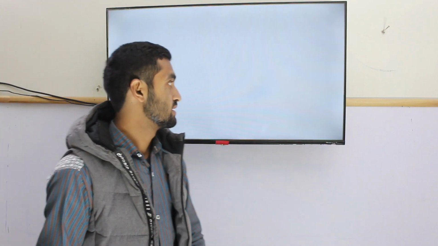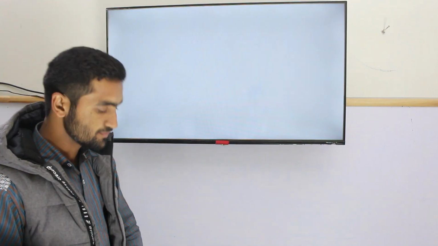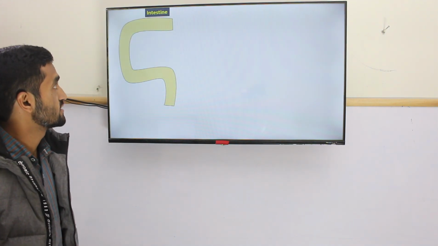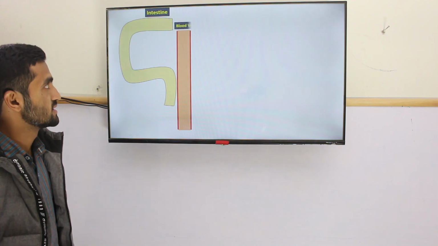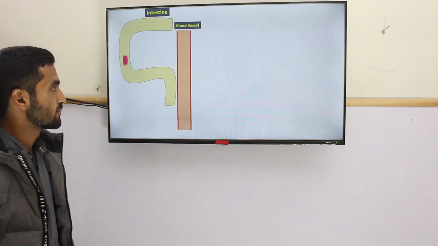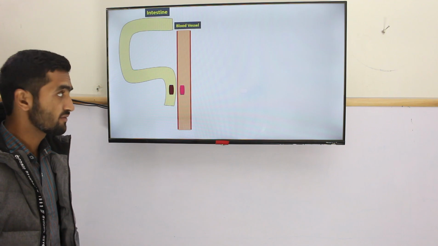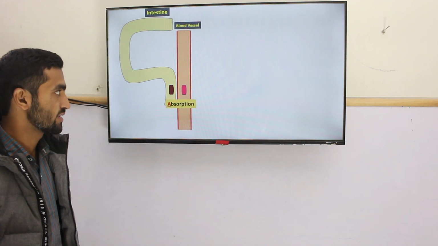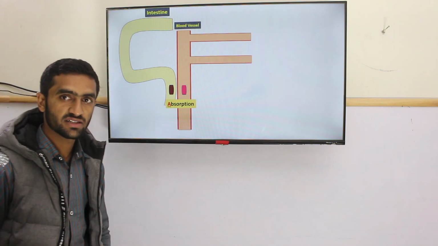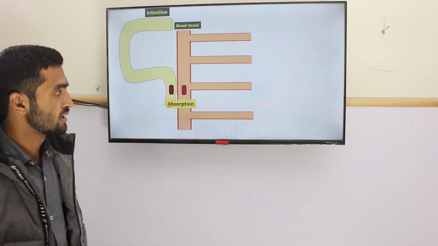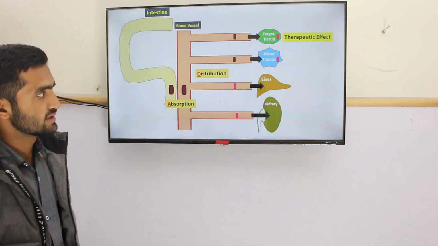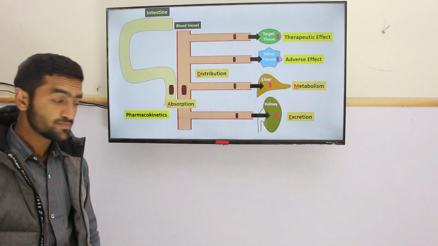So the third stage which we need to discuss is the metabolism. Just recall: here is the GIT tract, and on this side is the blood vessel. Our drug moves in the intestine. Our first step was the absorption, and if intravenous, no need for absorption. The second stage we have discussed was the distribution, and the third stage which we are going to look at is the metabolism.